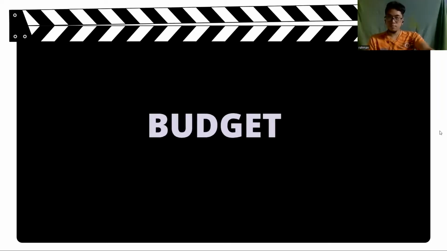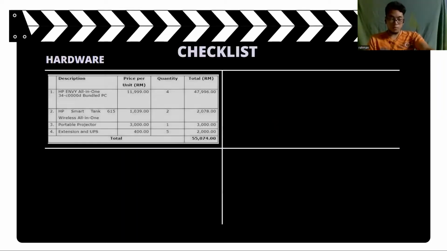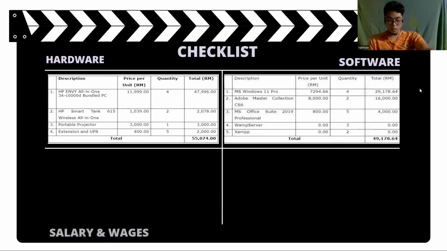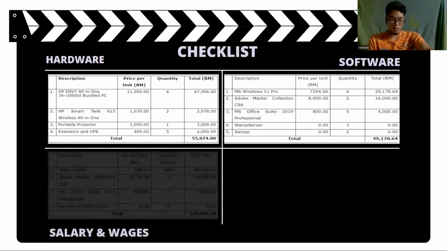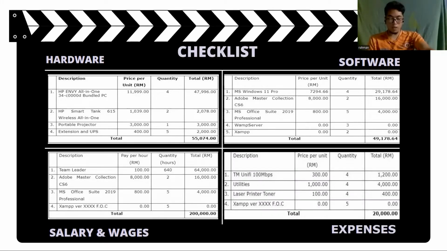Next. Budget. The first one is hardware, which costs around 55,074 ringgit. And the next one is software, which costs around 49,178 ringgit and 68 cents. Also salary and wage, which costs around 200,000. The last one is other expenses, which costs around 20,000 ringgit.